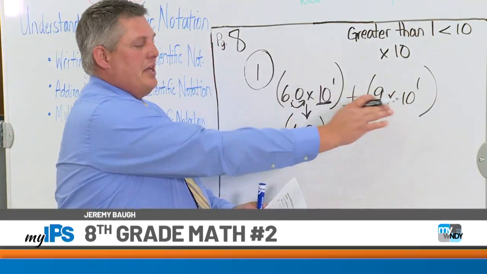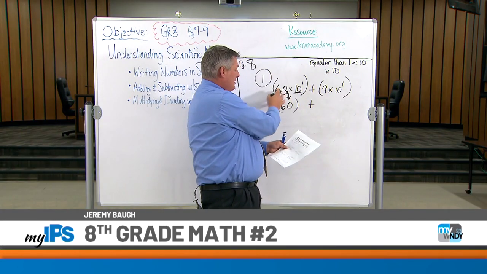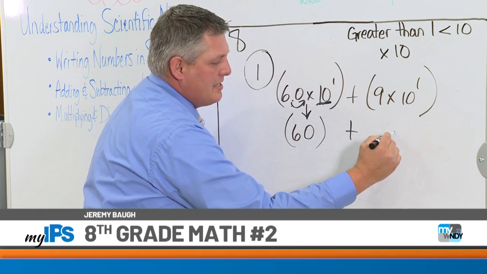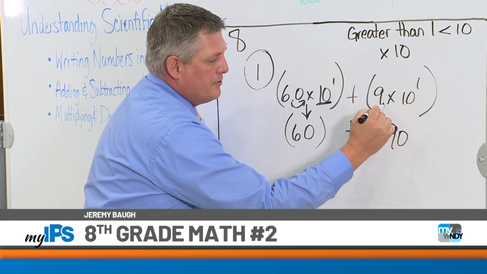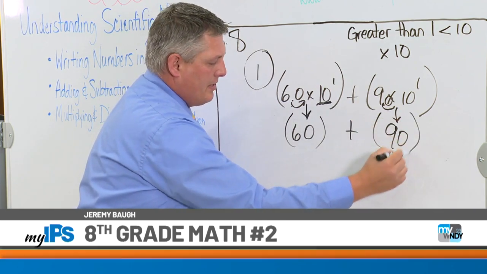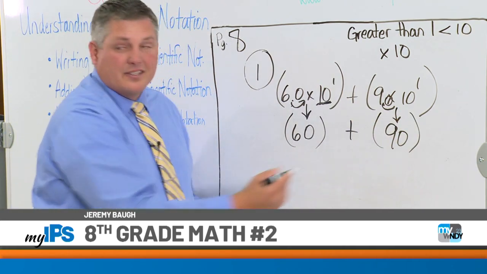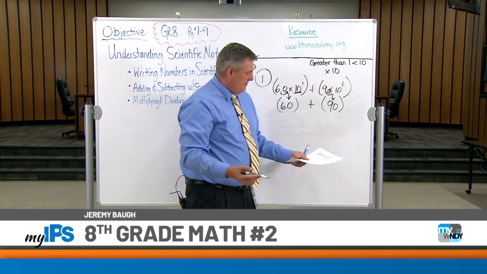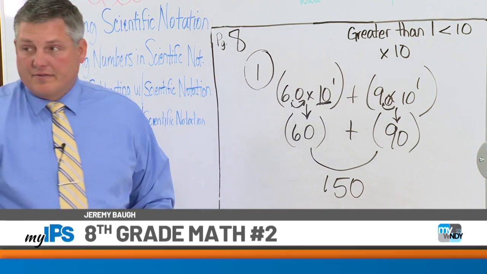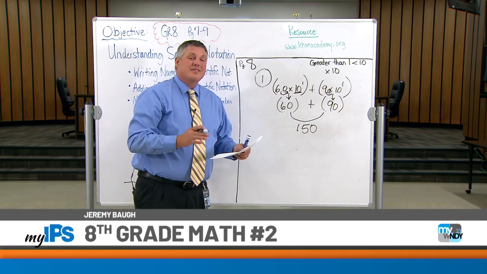Plus, you could apply the exact same thinking, right? It was 6 times 10 to the 1. This one's 9 times 10 to the 1, so this one's just 90 because all I did was move my decimal over one place. That gave me a 0. That's 90. Oh my goodness, check this out. This is easy. 60 plus 90 is 150, right?